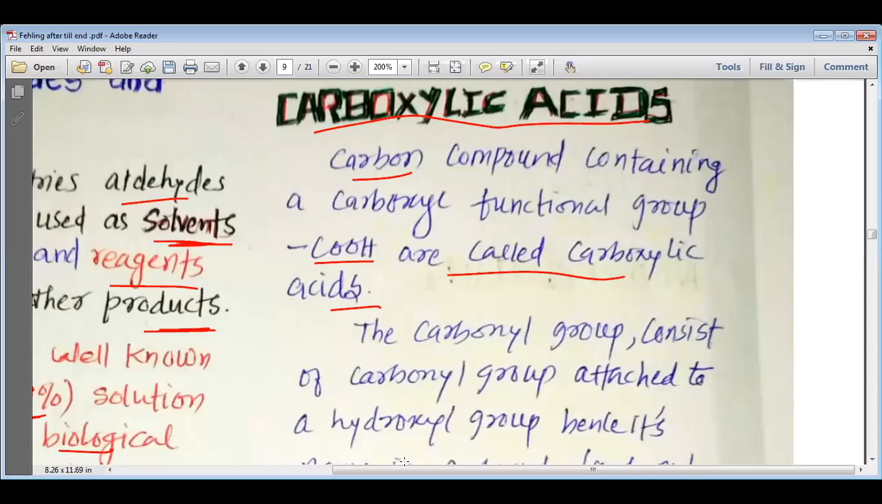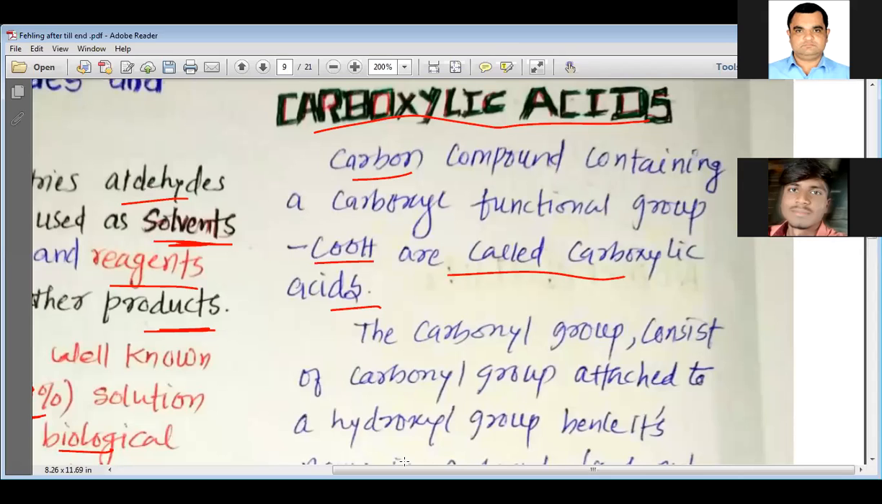Now, my dear students, we are going to study the new part of this chapter, which is known as the carboxylic acid. Carbon compounds containing a carboxyl functional group are known as carboxylic acids, my dear students. The carboxylic acid consists of a carbonyl group attached to a hydroxyl group. Hence, it is named carboxyl.